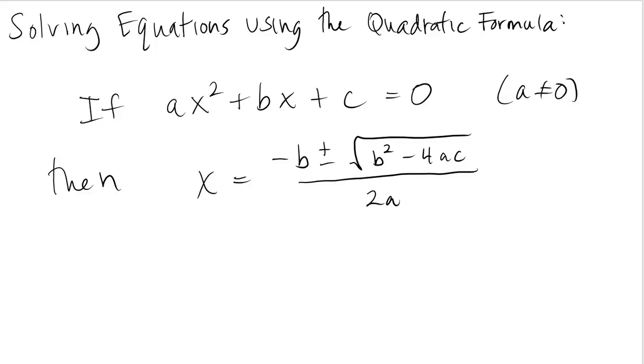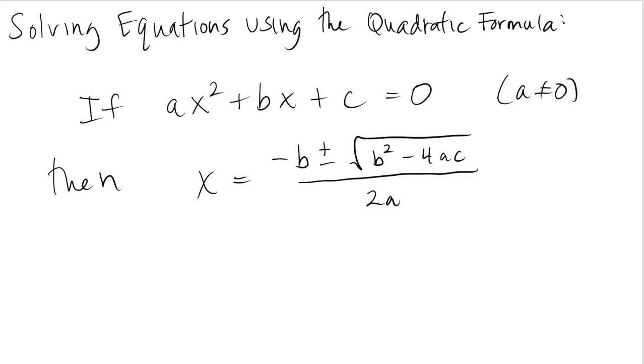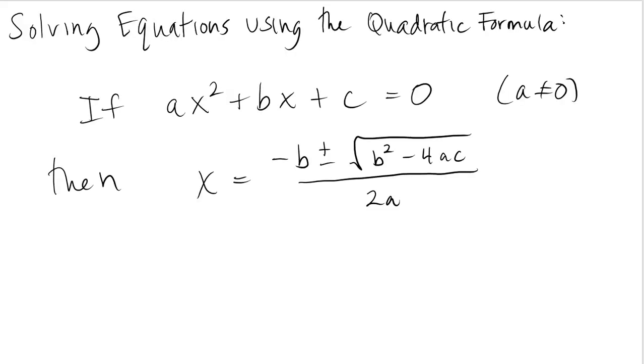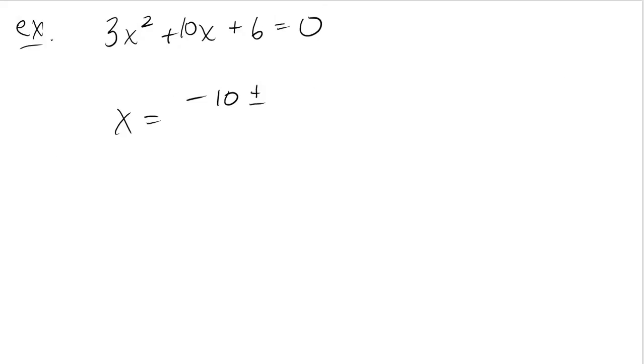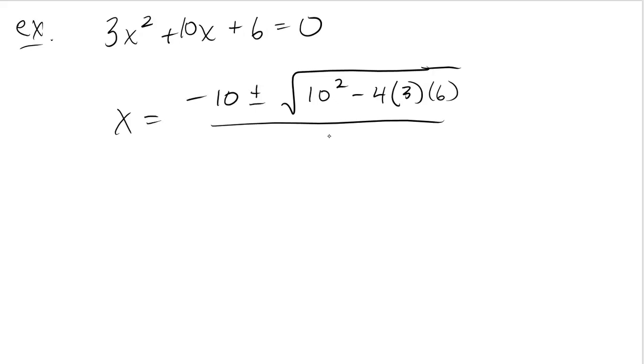So let's see, it starts with the negation of b. We get negative 10, then it's plus or minus. There are two solutions here, plus or minus the square root of b squared minus 4ac. So the square root of b squared, it's 10 squared, minus 4 times a is 3, times c is 6, all divided by 2 times a. So that's 2 times 3.